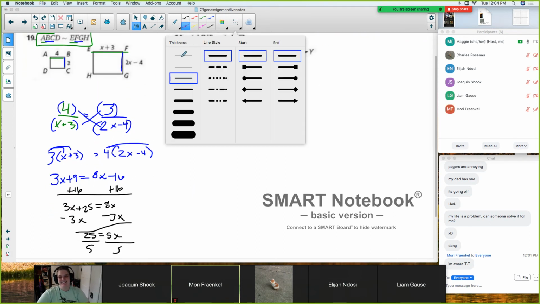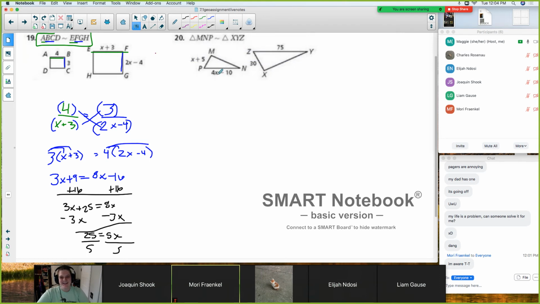All right. So, same thing happening here. Let's see. PN is this one. And it must match with YZ. Where's YZ? Oh, they flipped it around, people. Don't get confused by that. All right, so 4x minus 10 is supposed to be over 75. And then in the next one, I have MP, which are the first and last, and so that's going to have to be with XZ, that one.